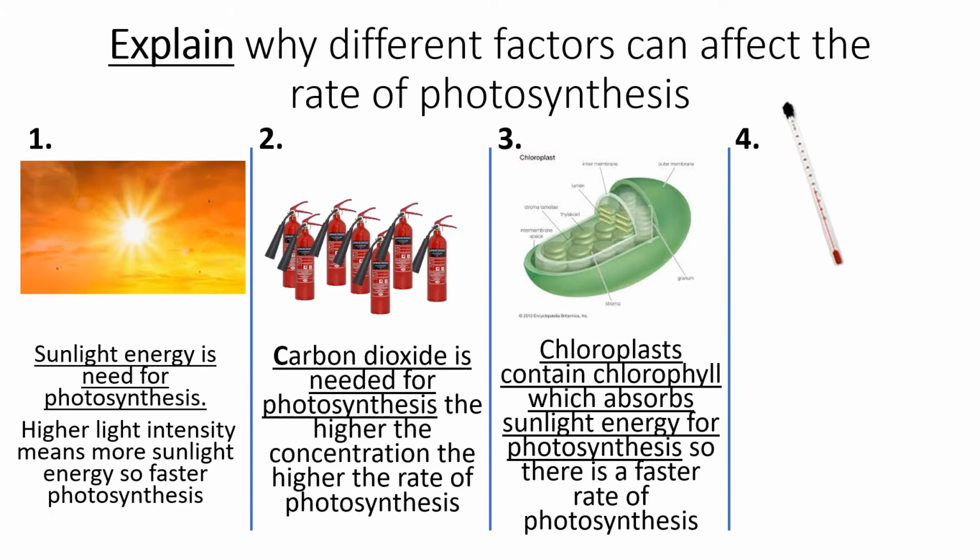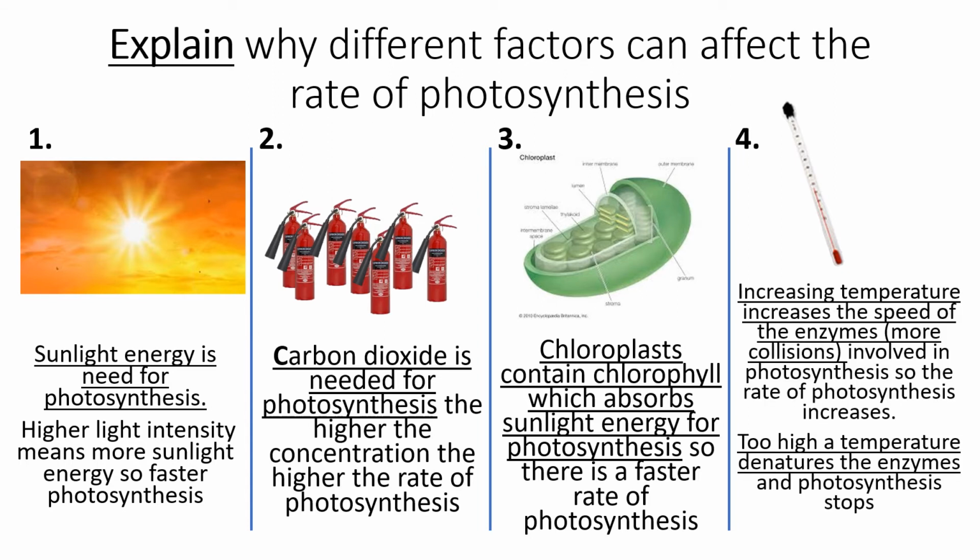In terms of chlorophyll, well, chlorophyll is stored within chloroplasts, which absorbs sunlight energy for photosynthesis. So the more chlorophyll we have, the more sunlight energy that can be absorbed, and so the faster the rate of photosynthesis. And the last factor is temperature. And this temperature one's a little bit tricky because there's actually 2 parts to this. The first part we say is that if we increase the temperature, there are more collisions and the speed of the enzyme reactions in photosynthesis happen faster.